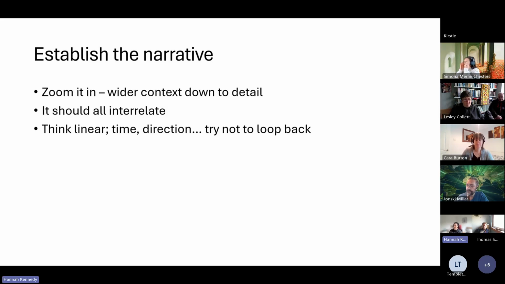So to do this in a wider context, it's really useful to think in a sort of linear fashion. Whether that be by looking at a site by phase, building through time, or if it's literally a linear site, a long thin one, then it might be useful to bring the reader along from site to site. But the idea is that you can progress along this path and try not to loop back too many times so that you don't lose the reader's understanding.